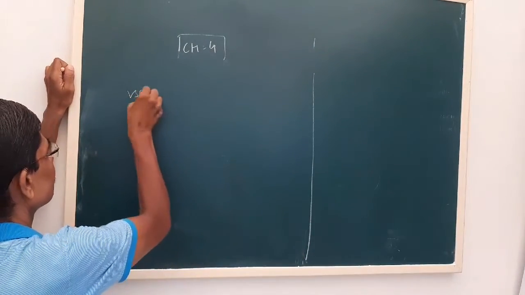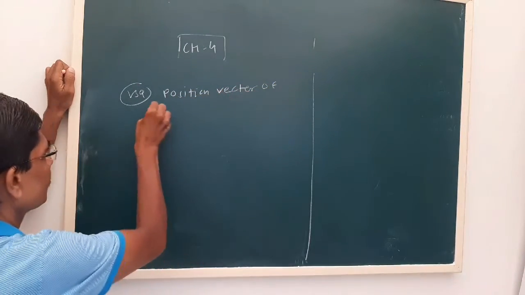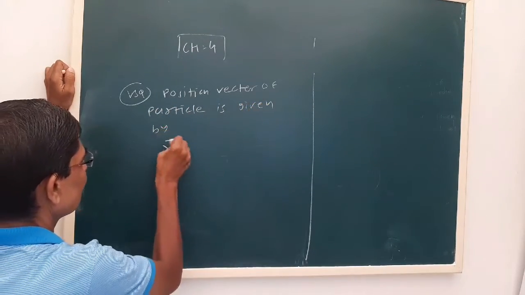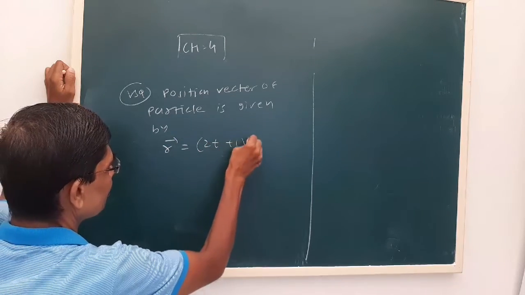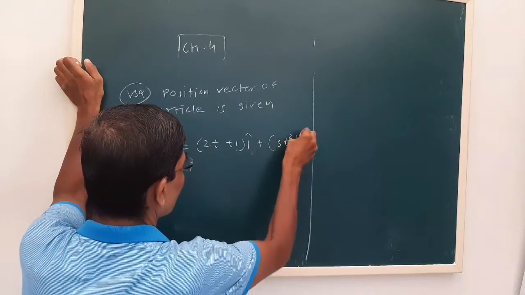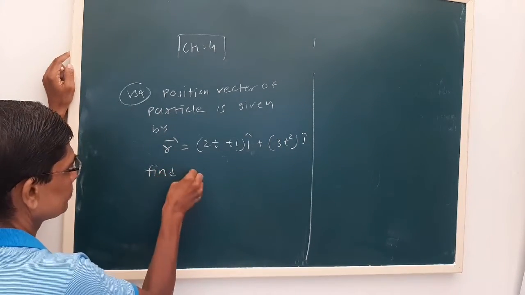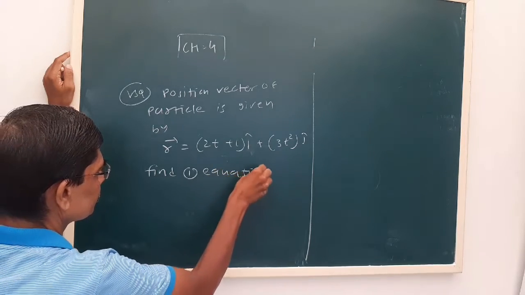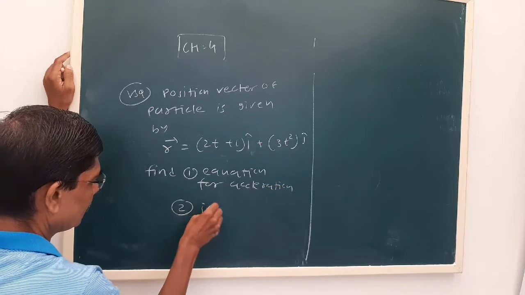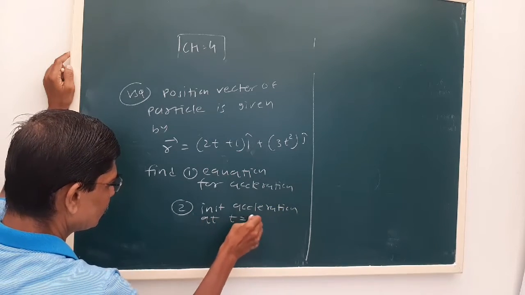This can be asked in VSQ. The position vector of a particle is given by r is equal to 2t plus 1 i caret plus, okay, find the equation for acceleration and instantaneous acceleration at t is equal to 1.